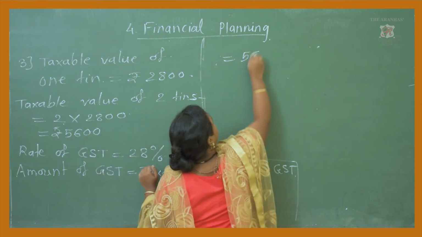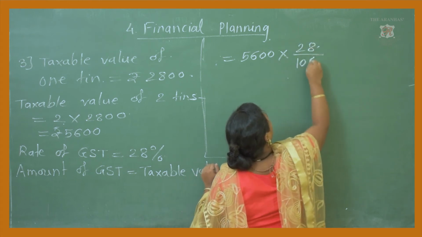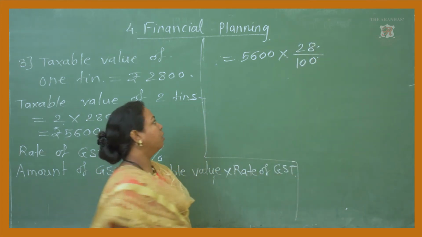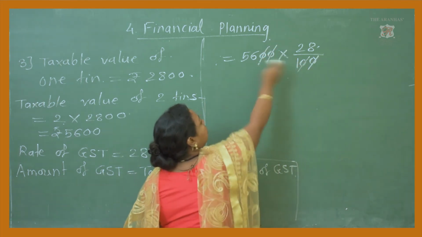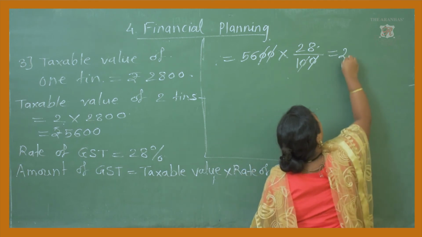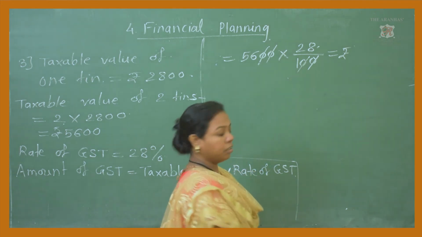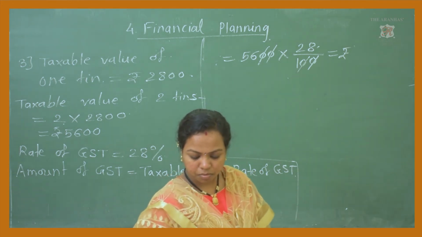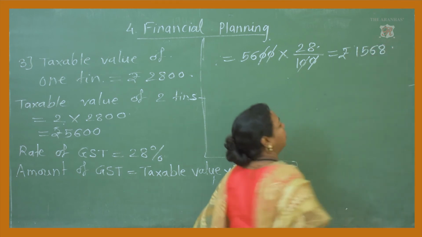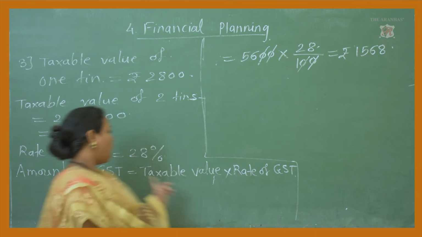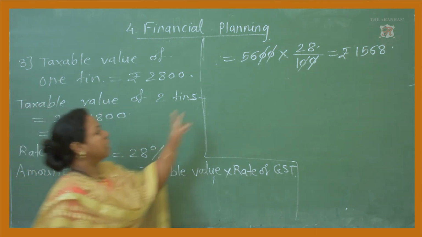Now we are going to do the sum. It is 5,600 into 28%. Calculate this, cancel the zeros, and simply multiplication is there. So it is 1,568. This is the amount of GST.